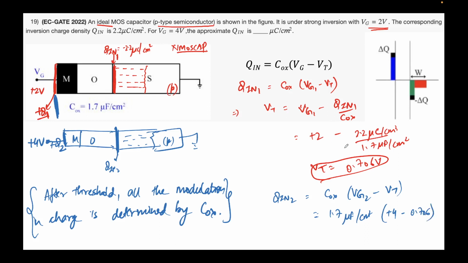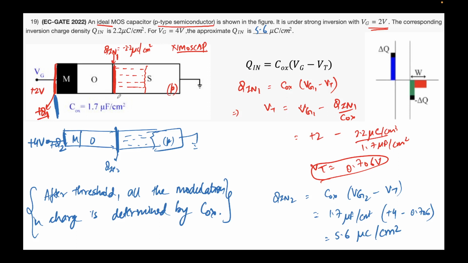Okay, now we'll do one more thing, but let's just get this answer first. So 4 minus answer by 1.7. Yeah, so it's coming out to be 5.6 microcoulombs per centimeter square. So this answer is 5.6. Okay, what do we understand from this?